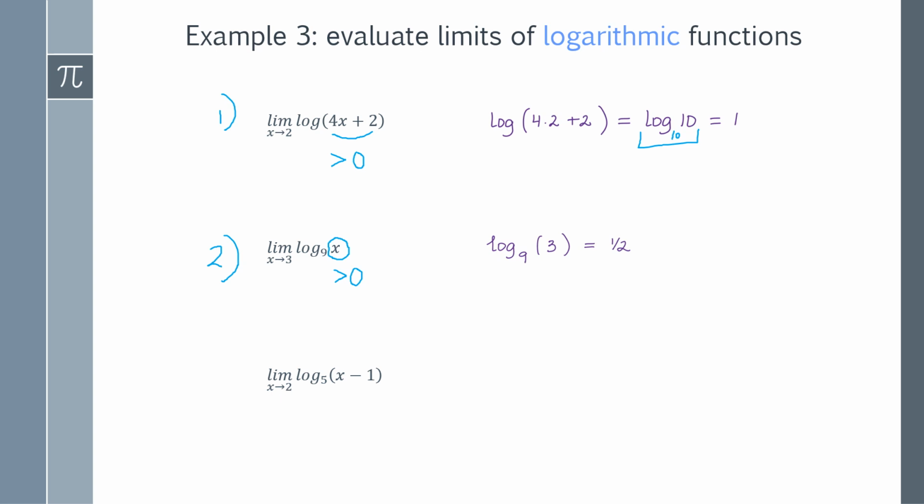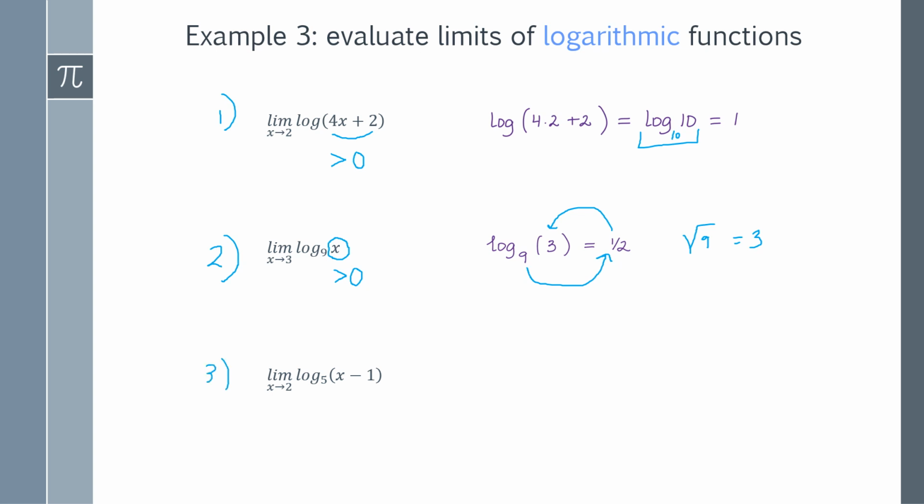Okay, why is that? Recall how logarithm works. So 9 raised to the 1/2 power is indeed 3, right? So square root of 9 is 3. So that's true. Okay, so the answer for this limit would be just 1/2. Okay, what about the last example?